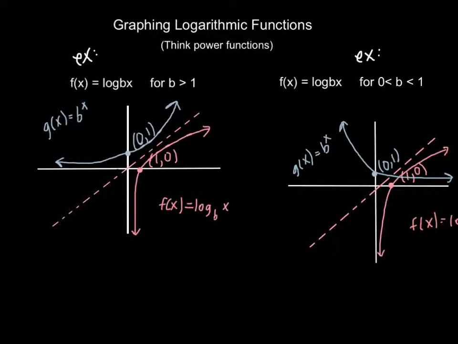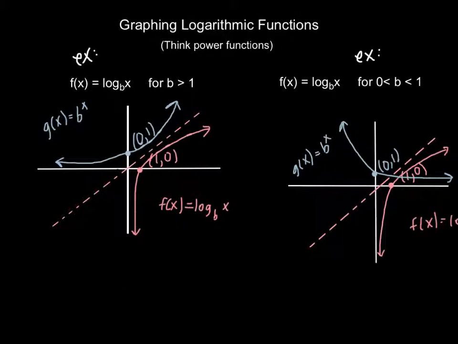Finally, we're going to be talking about graphing logarithmic functions. And think in power functions, because logs are really just exponents. So this first graph on the left is a graph of g of x equals b to the x, and f of x equals log base b of x. There's an asymptote here, and this is the graph of f of x equals log base b of x, as I just said, for b is greater than 1.